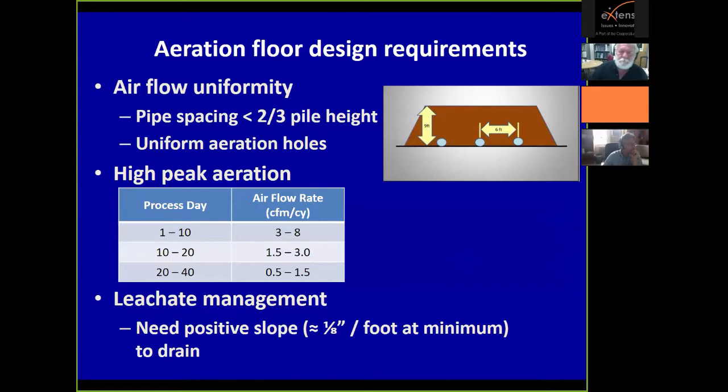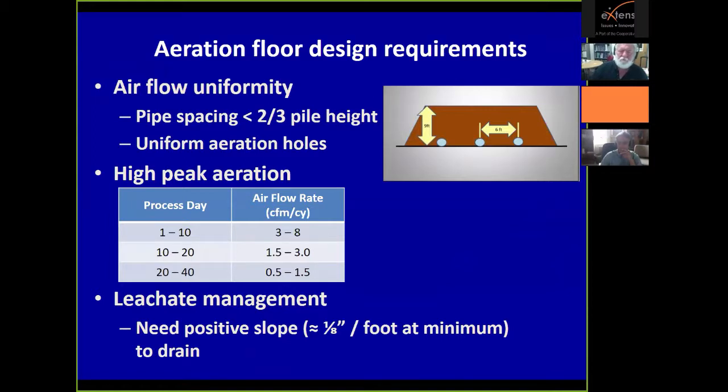You need to make sure that the aeration system and the floor delivery system can meet your peak aeration demand. The table you see here is provided by one of the technology providers in the world of aerated static pile composting, who believes that in the first 10 days you have your highest aeration demand, which of course you do, because that's when all the decomposition is occurring. And then over time, as the organics decompose and the compost process begins to wind down, that airflow rate demand decreases.